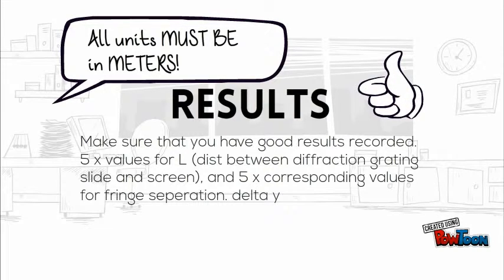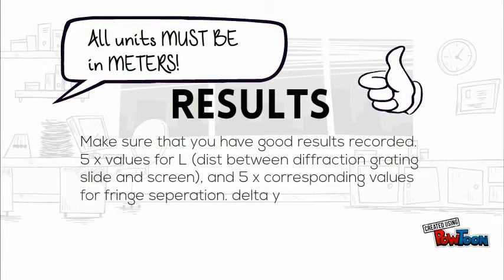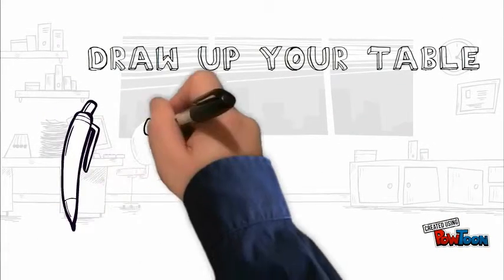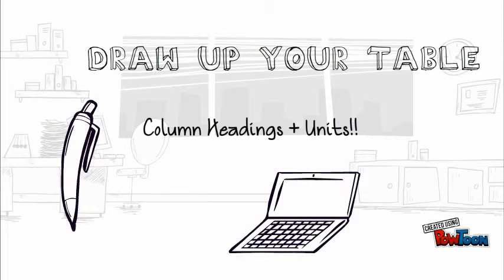You should also have 5 corresponding values of delta Y. Now delta Y is the distance between the bright fringes of the laser that we found on the screen or the paper that you are actually looking at. Once you have all of these and they're all converted into meters, you're ready to go.